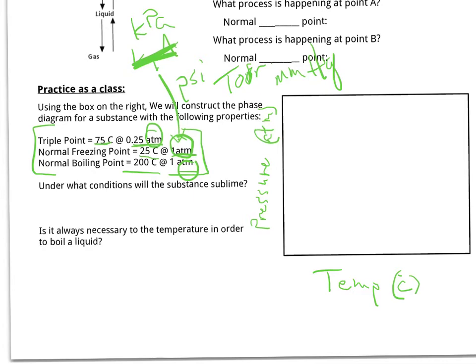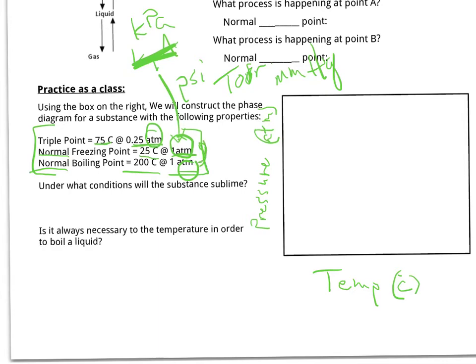Okay. The next thing that I always put on my phase diagram is sea level, because that's going to be important when we try to plot the normal freezing and the normal boiling point. So in this case, I look at my pressures. I have a pressure of 0.25 and I have a pressure of 1 atmosphere. Okay. These are actually both pressures of 1 atmosphere.